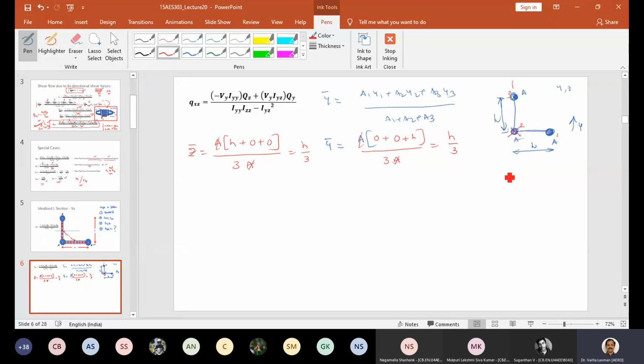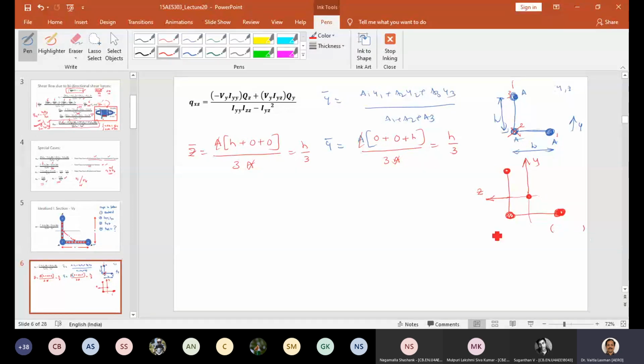So now we got the centroid. This is your first area, third area, second area, first area. So this is the centroid. H by 3 means almost this. H by 3 means this is it. Always, this is your centroid. Remember, this is your centroid. And from here, this is your Y. And this is your Z. Now you note what this point is.